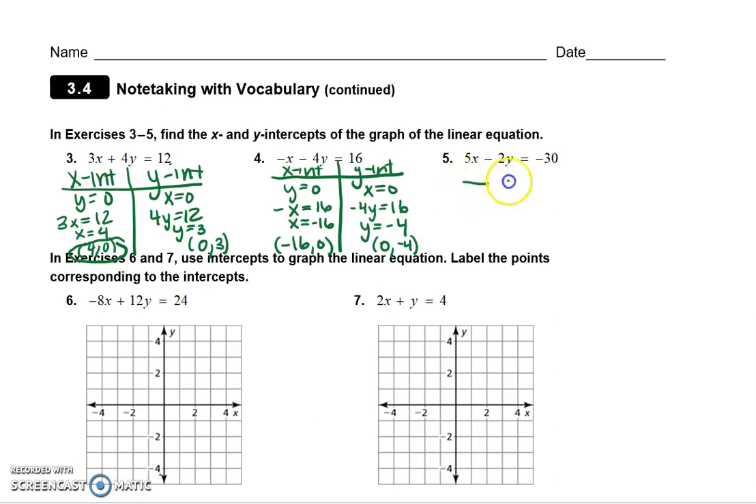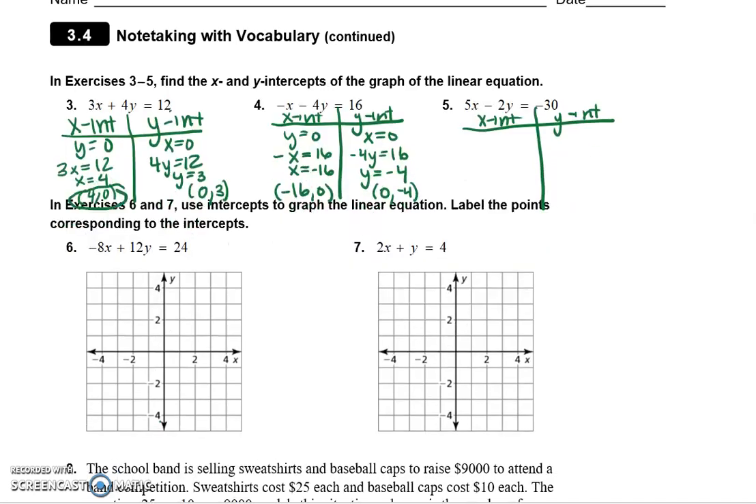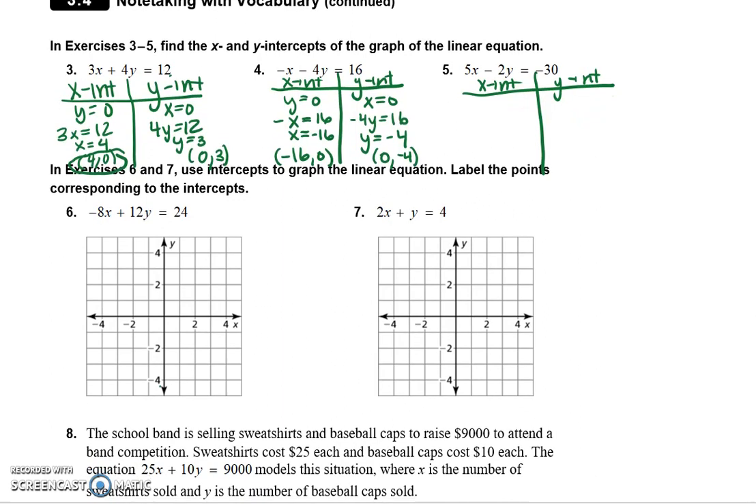Okay, once this video is over, come back and practice finding your x-intercept and your y-intercept on number 5, 6, and 7. All we're doing is adding the graphing element. So still do your t-chart. Okay, we're going to use our intercepts to graph.